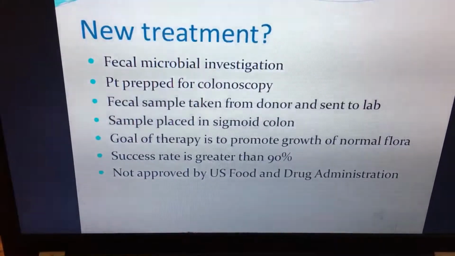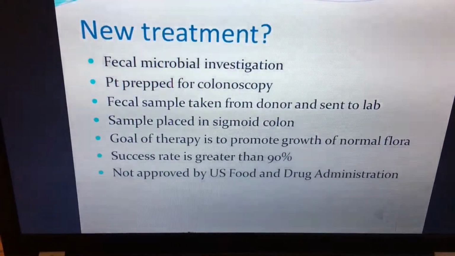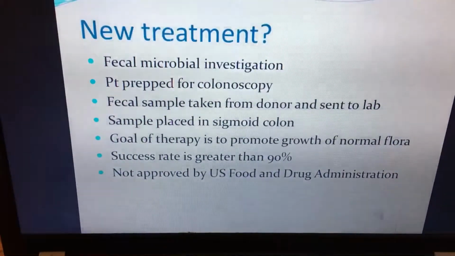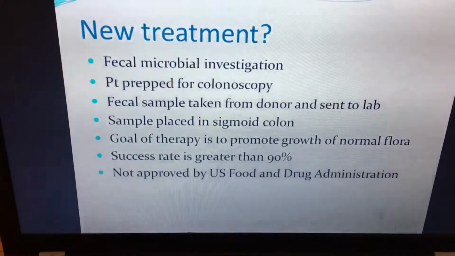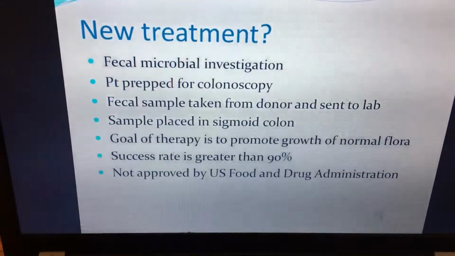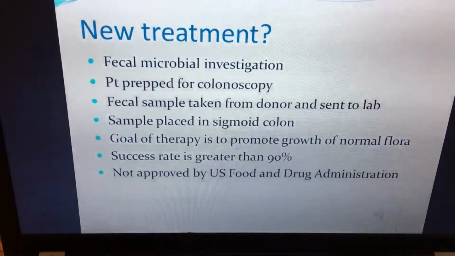There's also a new treatment they're working on called fecal microbial replacement. The patient is prepped for a colonoscopy. A fecal sample is taken from a donor and sent to the lab, and that sample is placed in the patient's sigmoid colon. The goal of this therapy is to promote growth of normal flora. It has a success rate of greater than 90%. However, it is not approved by the U.S. Food and Drug Administration yet.